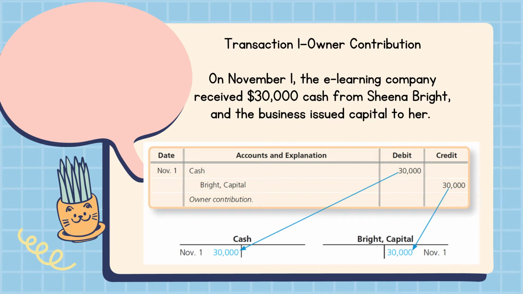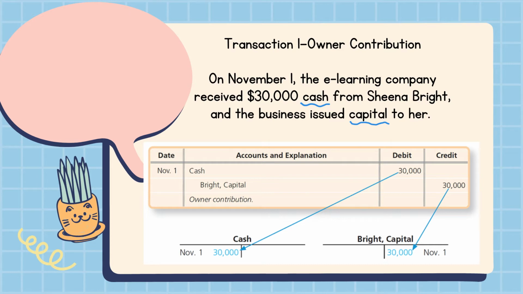For transaction 1, owner contribution, on November 1st, the e-learning company received 30,000 cash from Sheena Bright, and the business issued capital to her, which means the company received cash, so my cash increased from Sheena Bright, who is an investor or an owner in this company, and the business issued capital. So this is the second account affected in this transaction.